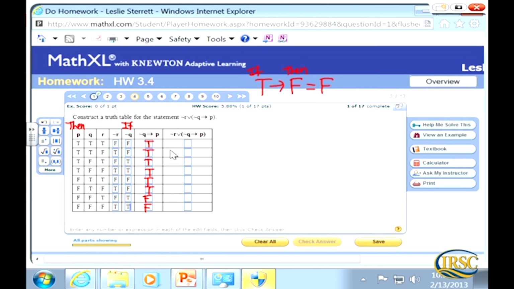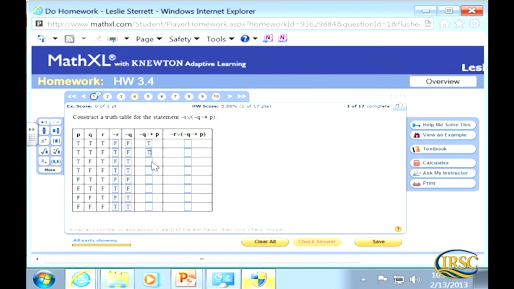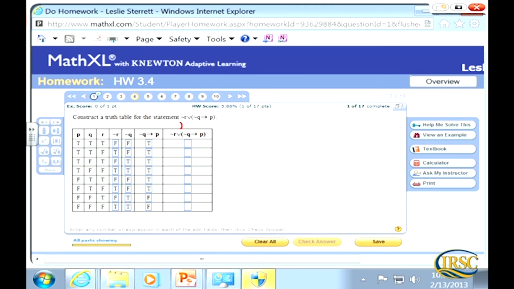Okay, let me go ahead and type that in. We've got all trues except the last two rows are false. Now, the last thing, we already did the if-then, we did the not R, but now we have to focus on this symbol here. What does that symbol mean? Or. And we have an or between the not R column and the if-then statement. So everybody clear on why we're comparing those two columns? And then an or is only false when they're both false.